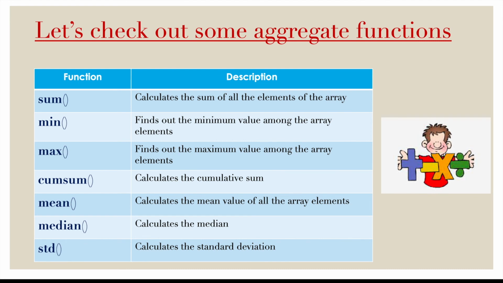Now let's check out some of the aggregate functions of NumPy. The very first function is the sum function. It will calculate the sum of all the elements of the array. The min function will calculate the minimum value among the array elements. Similarly, the max function will calculate the maximum value among all the array elements. The cumsum function will calculate the cumulative sum of the array elements. The mean function will calculate the mean value of all the array elements. The median function is going to calculate the median, and the std function will calculate the standard deviation.